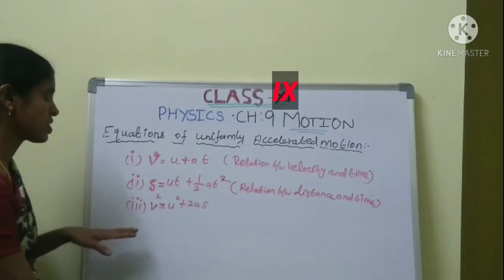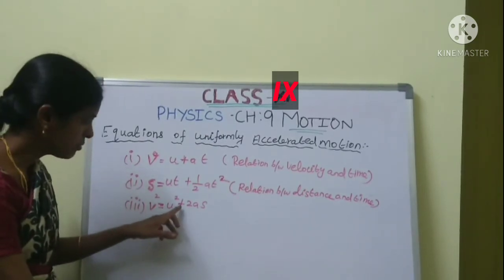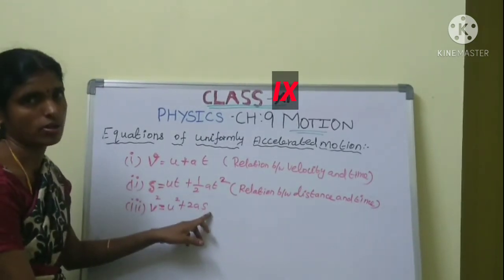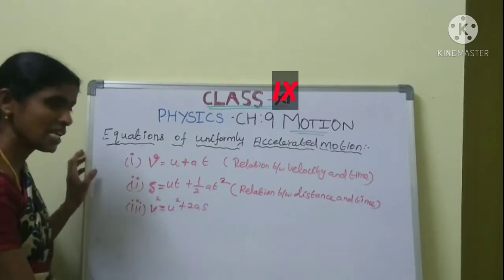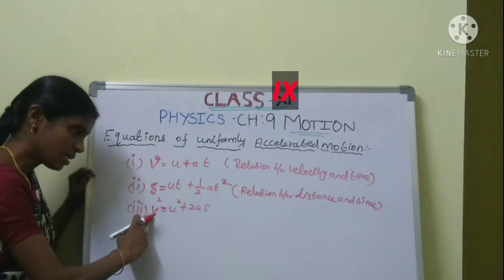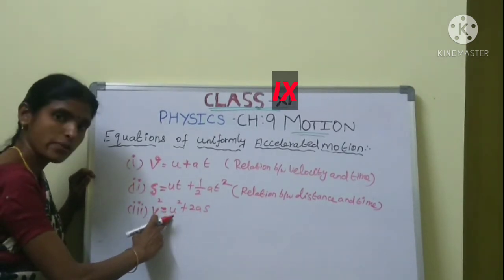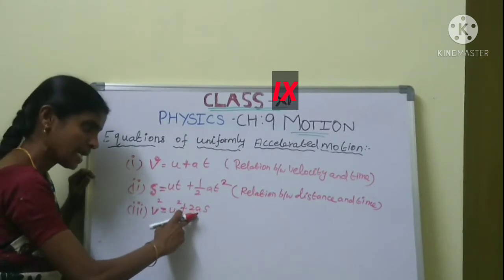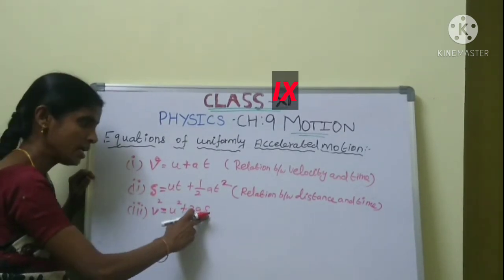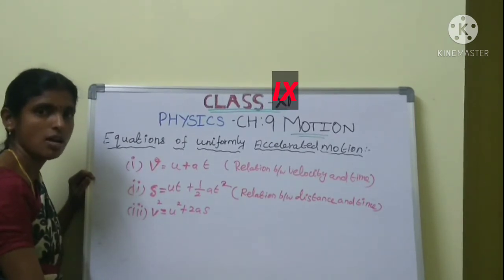Next, third equation. What is the third equation? V squared equal to U squared plus 2AS. What is present in this equation? You know very well. V is the final velocity of the object. U is the initial velocity of the object. A is the acceleration. And S is the displacement or distance of the object.